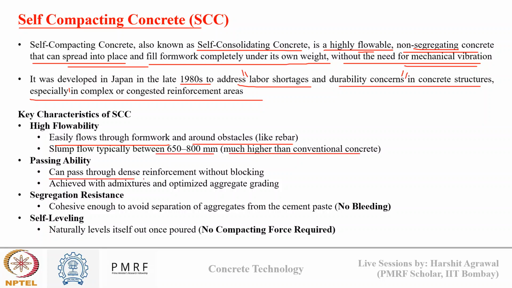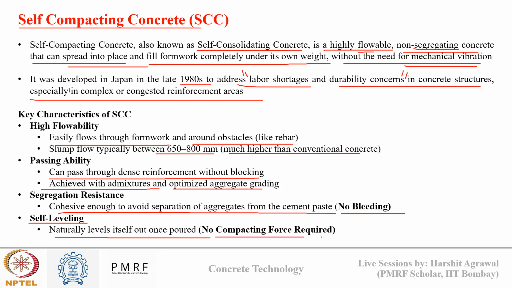Passing ability: it can pass through denser reinforcement without blocking, and this is achieved with admixtures and optimized aggregate gradation. Segregation resistance: even with such high flowability, it is cohesive enough to avoid separation of aggregate from the cement paste. So there is no bleeding in the concrete, and it is self-leveling. Naturally, it can level once it is poured. No compacting force is required, and due to these four key properties, it is a special purpose concrete.